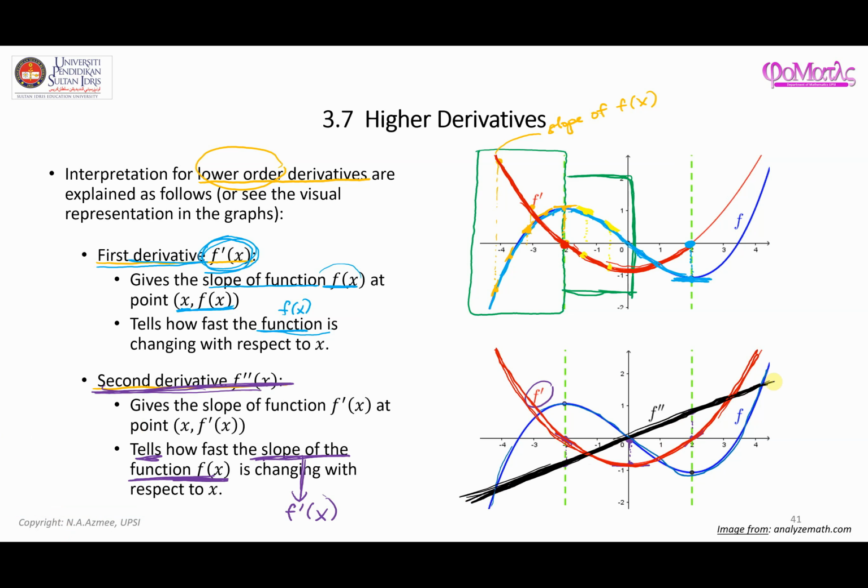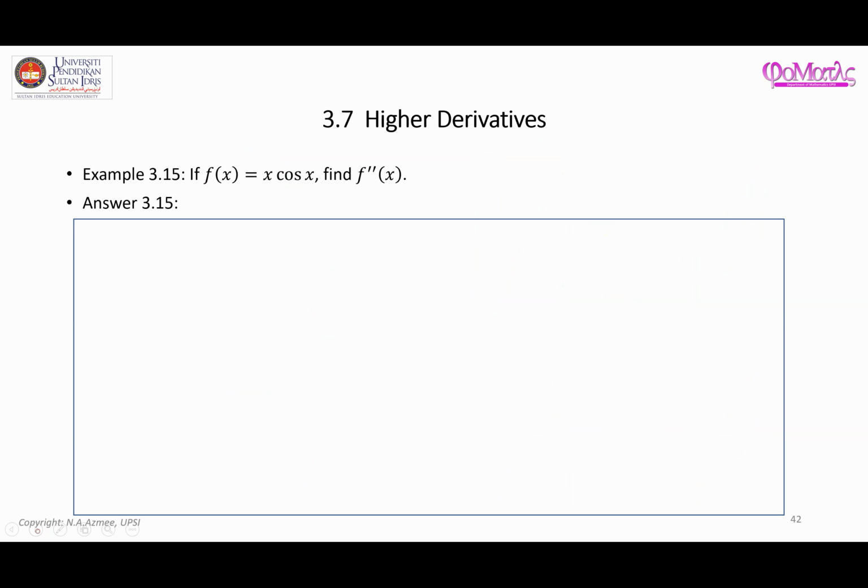So as you can see here, the graph gets simpler. You can see the graph gets from this complicated polynomial graph, it becomes a quadratic graph, and then it becomes just a straight line graph as the derivative gets higher. Yeah, okay, now let's look at some examples.